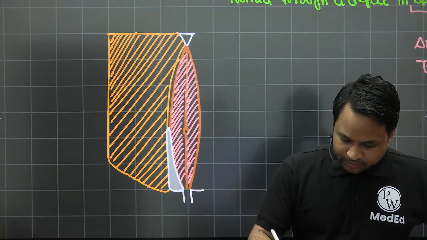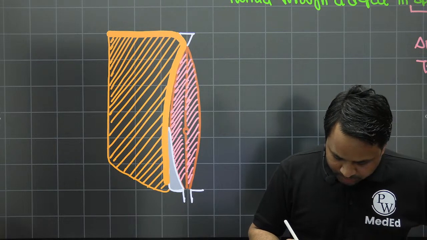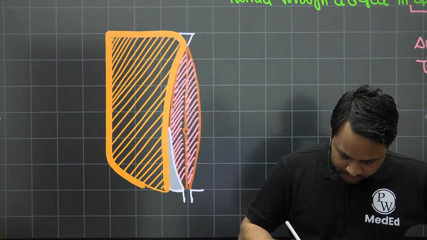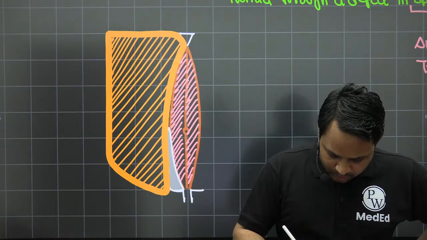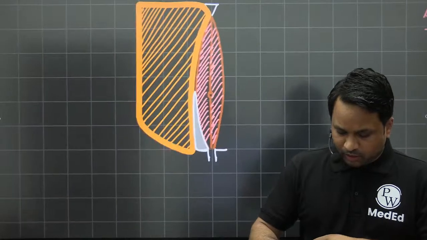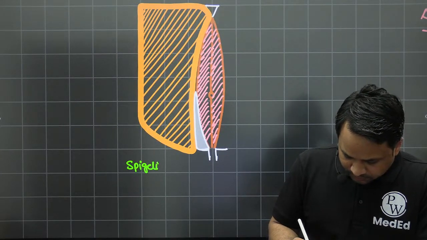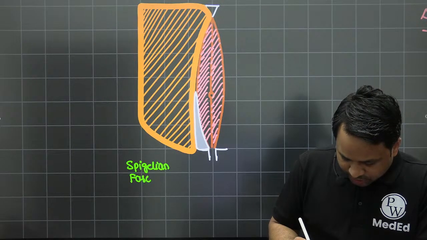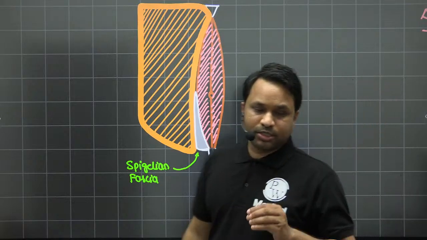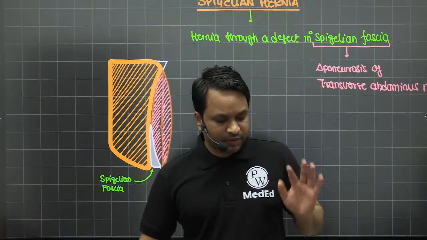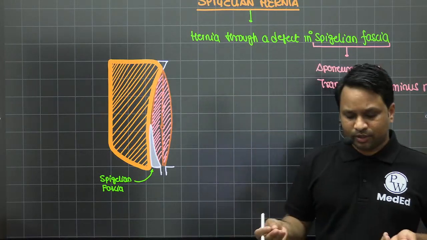You have noticed that this is the lateral abdominal wall muscle which has come across here, and this is how it is running. On the medial side, you have the rectus abdominis muscle running on the medial aspect. In between these two, this is what we call the Spigelian fascia. The Spigelian fascia is nothing but the aponeurosis of the transverse abdominis muscle. So whenever there is any defect through this, obviously it is going to result in a herniation.